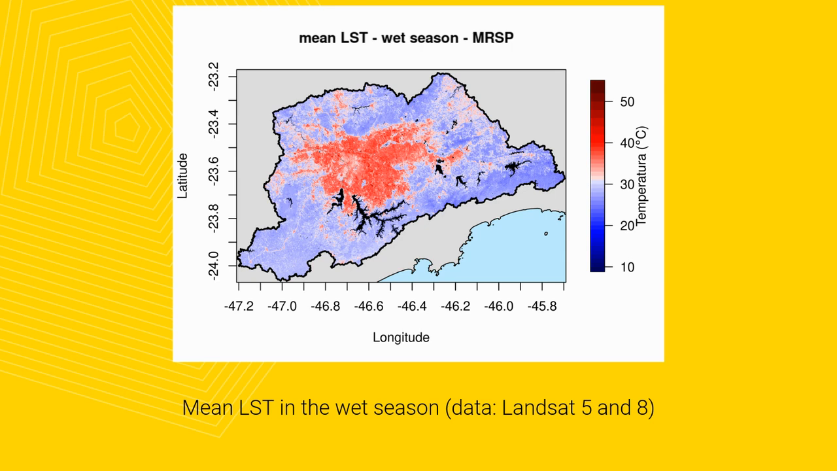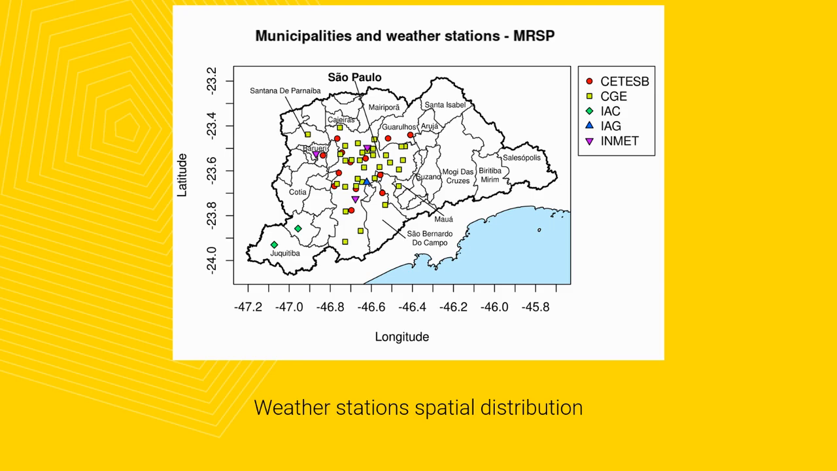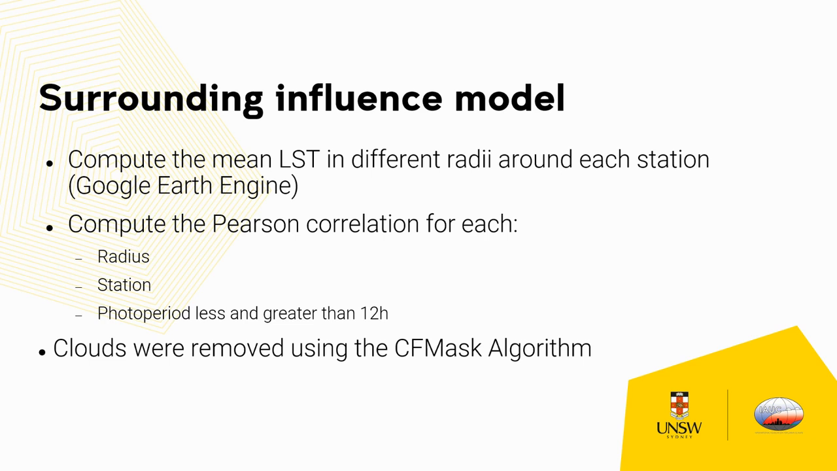But here we can see the surface urban heat island of the metropolitan region. The weather stations I used are those ones. Most of them are in the urbanized area, but some of them are outside as well. And the influence of the surroundings: for that, I approximated those source areas I mentioned by a circumference around each station.